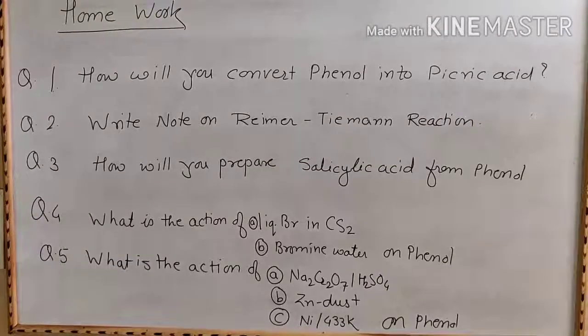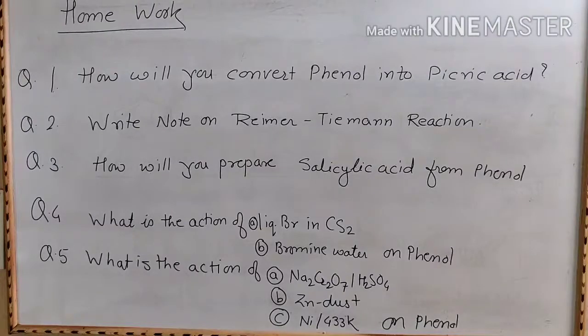Now, homework for you. Question number 1, how will you convert phenol into picric acid? Question number 2, write a note on Reimer-Tiemann reaction. Question number 3, how will you prepare salicylic acid from phenol? Question number 4, what is the action of A, liquid bromine in CS2, and B, bromine water on phenol? And question number 5, what is the action of A, Na2Cr2O7 in H2SO4, B, zinc dust, C, nickel at 433 Kelvin on phenol?